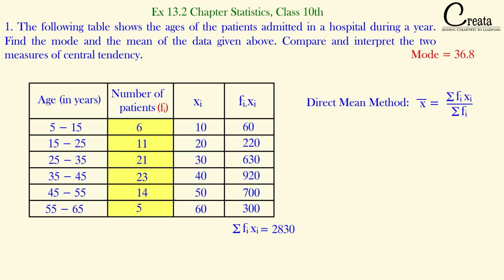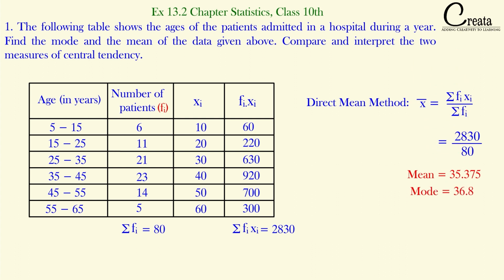Also, let's find the sum of all the frequencies, which is 80. So let's put the values and solve it. We got the mean of the data as 35.375 and we got the mode as 36.8. What does it mean? What is it symbolizing? Mean is average. We can say the average age of a patient admitted to the hospital is 35.37 years, that is around 35 years.